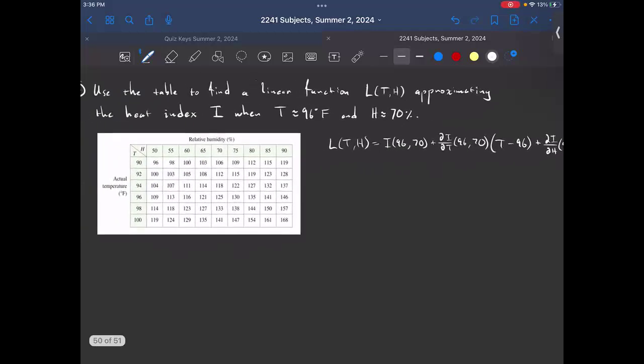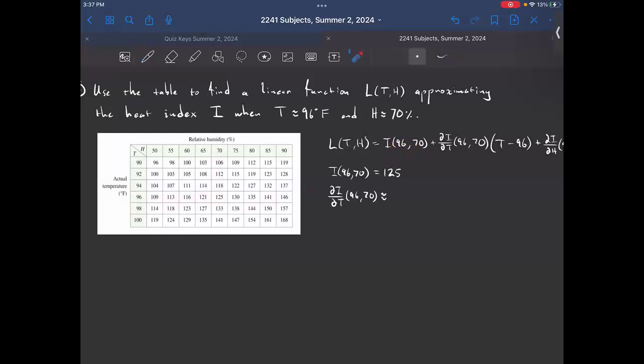So what do we need? We need the value of I at this temperature and humidity. That's given to us right here. So 96, 70, 125. So we'll write that down. Okay, this is exactly 125. And now we need approximations to dI/dT at 96 and 70. And this is a little bit trickier. So how do we do this?